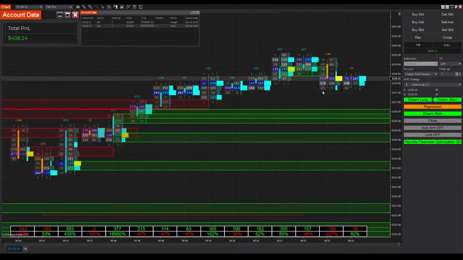As you can see here, just like our last session, we're really not getting much movement. I guess that's because I started a little bit late today, but it's just what happens.